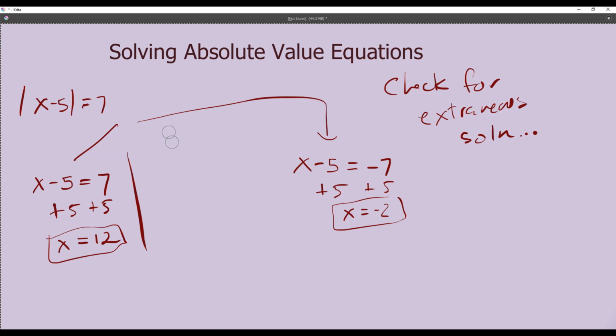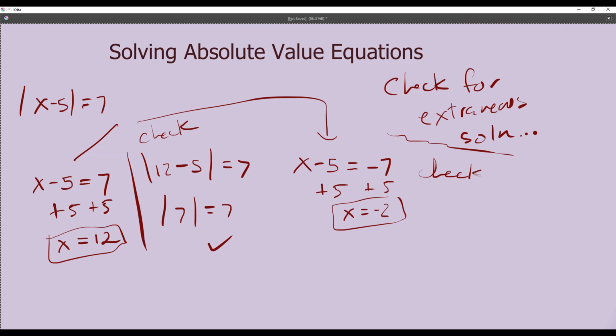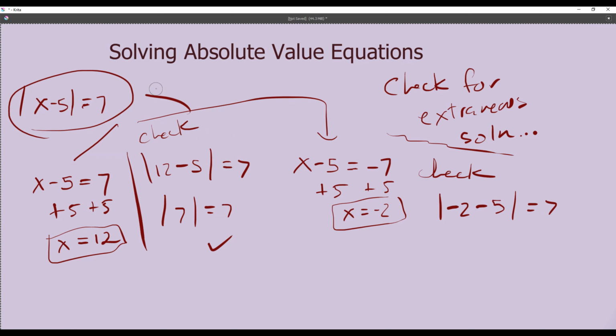So to check for that, I want to put the 12 in for the x. So I have the absolute value of 12 minus 5 is equal to 7. So 12 minus 5 is 7. So the absolute value of 7 is equal to 7. That works. Okay. And I want to check this one. I want to put negative 2 in. So I have the absolute value of negative 2 minus 5 is equal to 7. Remember, when you check, you use the original equation.